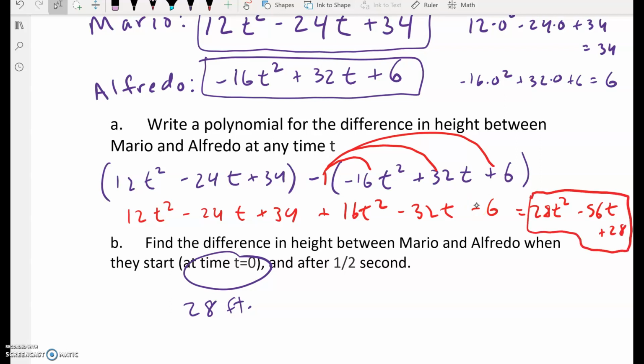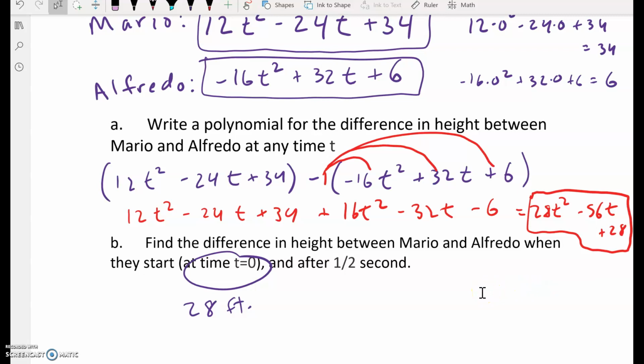That's an expression that gives you the difference in height between the two people at any given time t. Notice when time equals 0, we already know the answer is 28 feet. If you plug 0 into this polynomial, 28 times 0 squared is 0, 56 times 0 is 0, plus 28, so it's 28.